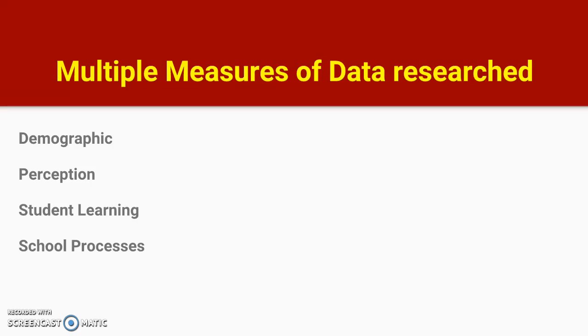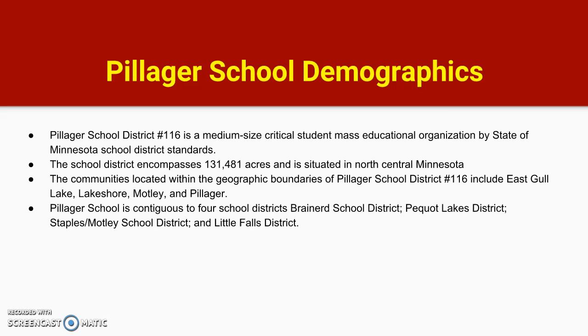The 4 areas we're going to look at are demographic, perception, student learning, and school processes. First one we're going to pull apart is the demographic data. We are a medium-sized school located in the center of Minnesota. We have about 130,000 acres, and the communities within our geographic boundaries include East Gull Lake, Lake Shore, Motley, and Pillager, of course.